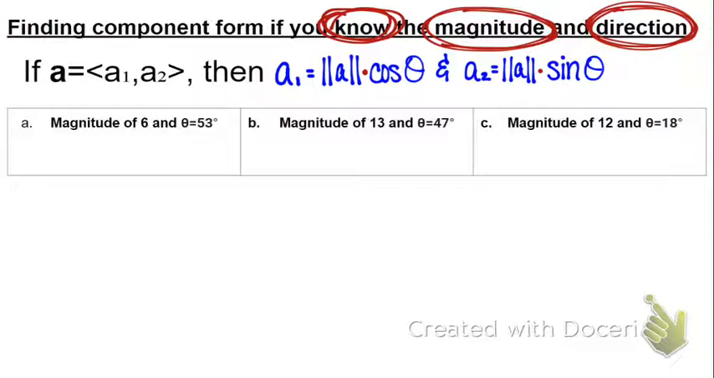So the way I find the x part of the component form is the magnitude of the vector times cosine of the angle. And the way I find the y part of the component form is the magnitude of the vector times the sine of the angle. The two lines, that's magnitude? That is magnitude, yes.